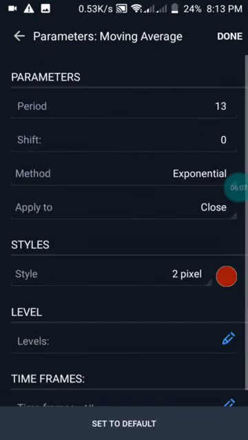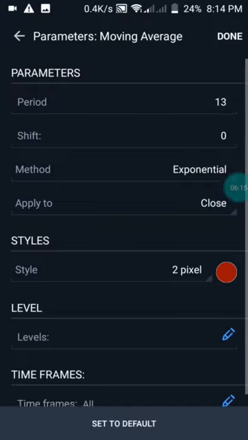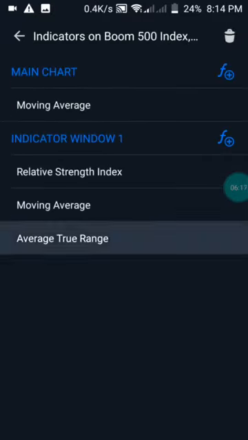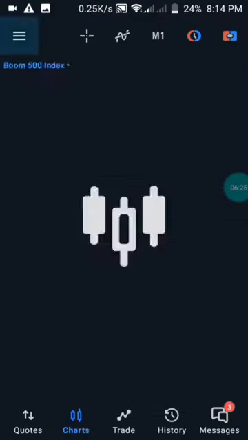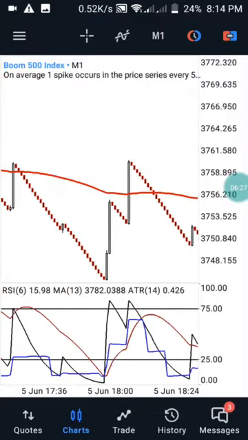We have this moving average also. Inside that indicator window, we have the period of 13, we have the exponential, apply to close, and we have red as our color here. Then you press undo. Then we have the average true range, which is the period of 14. We have the style to be blue, and then you press undo. You will have the same chart the way I have it here on the chart.